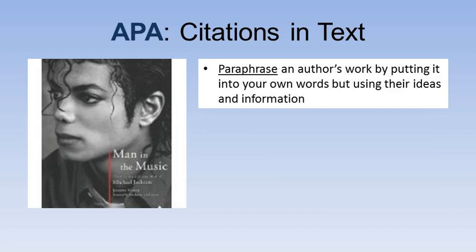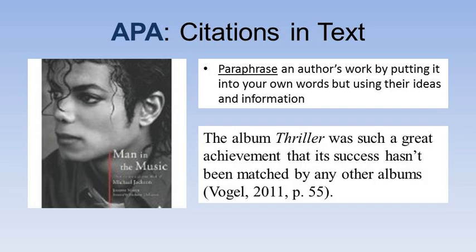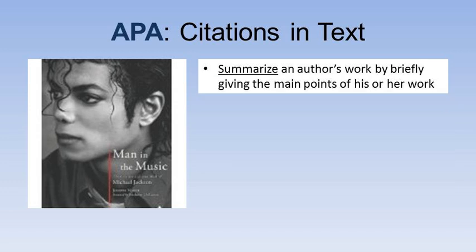Another type of citation is the paraphrase. You paraphrase by putting the author's ideas in your own words. Because the idea is not original to you, you have to give the credit in a citation. If we paraphrase the same quote from the previous example, we could write, "The album Thriller was such a great achievement that its success hasn't been matched by any other albums." The citation for paraphrasing has the same format as a quote, parentheses, Vogel, comma, 2011, comma, P, period, space, 55, close parentheses, period.